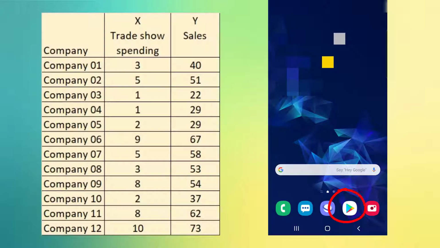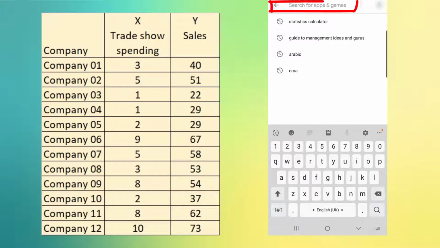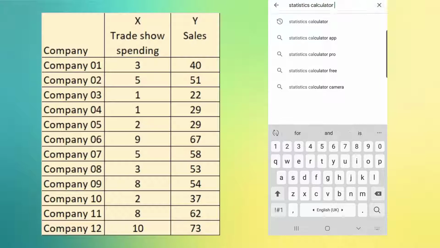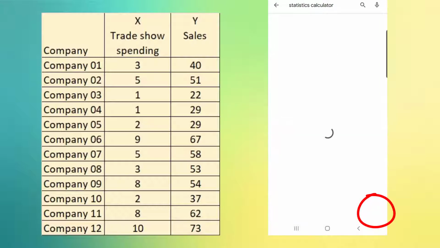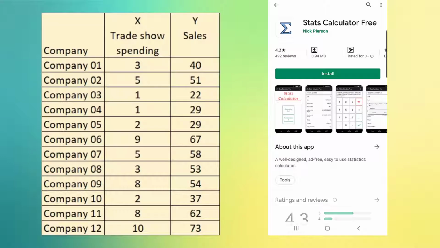Click the Google Play Apps icon. Search for Statistic Calculator. Click the magnifying glass symbol. Google Play will show all Android apps with the name Statistic Calculator. Let's click the second one. To install the apps, click Install. Right now, we will not do that since I already installed a certain app.